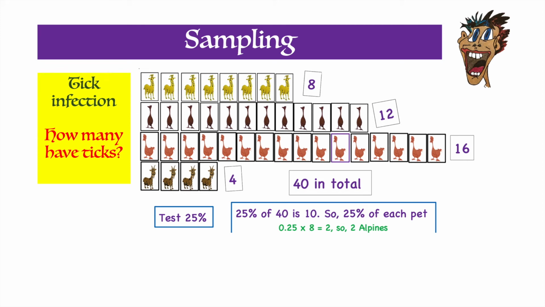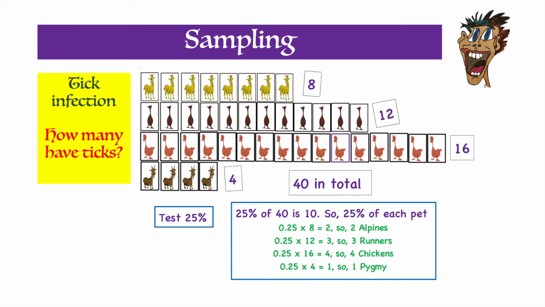So my multiplier is 0.25, times it by how many alpines I've got, and that means I need to select 2 of those alpines. I do the same with my runners, 0.25 times 12, so I get 3 runners. I get my 4 chickens, because there are more chickens than anyone else, so they will be more represented. And then I get my 1 pygmy to choose from. Now I've done the stratified.